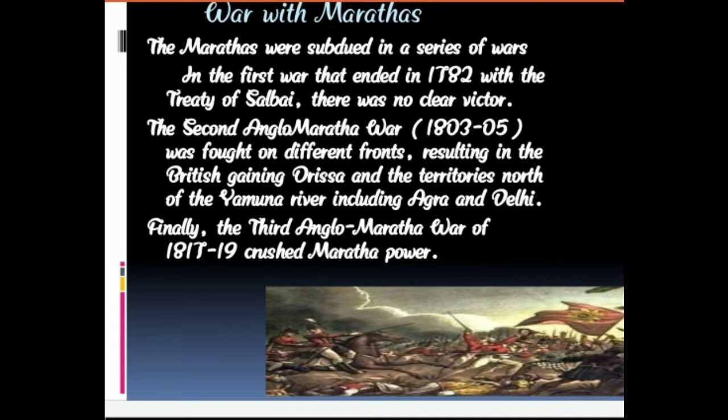The next topic that we are going to look at is the war with the Marathas. The Marathas were subdued in a series of wars. In the first war, which ended in 1782 with the Treaty of Salbai, there was no clear victory. The second Anglo-Maratha War, which took place in 1803 to 1805, was fought on different fronts, resulting in the British gaining Orissa and the territories north of the Yamuna River, including Agra and Delhi. Finally, the Third Anglo-Maratha War of 1817 to 1819 crushed the Maratha power.